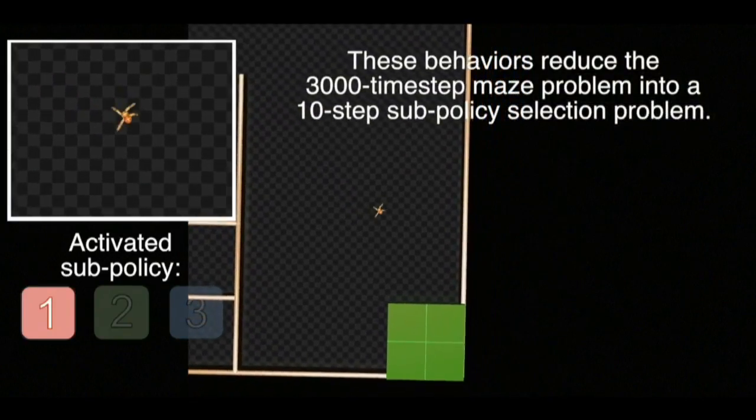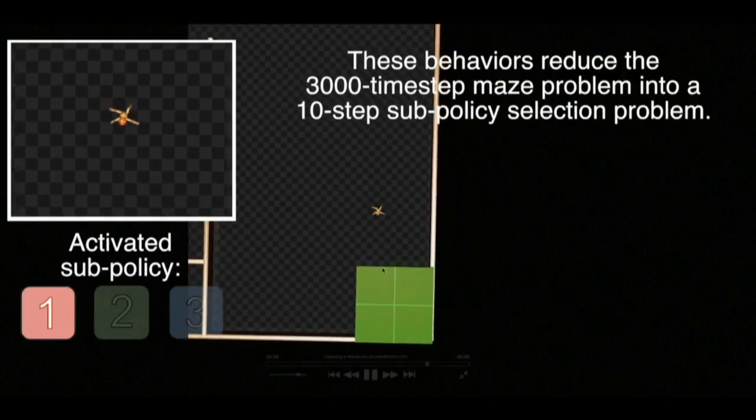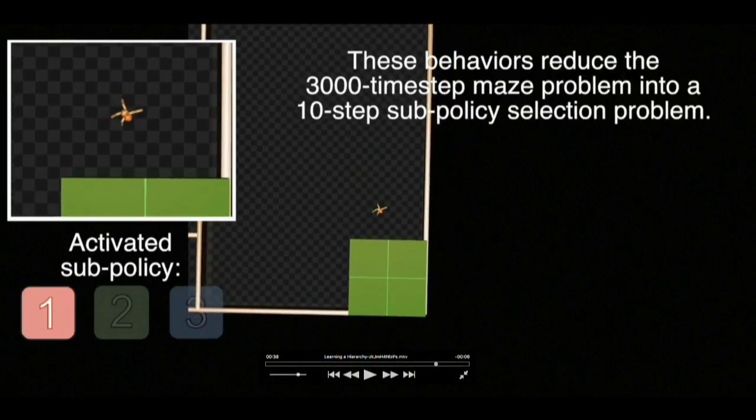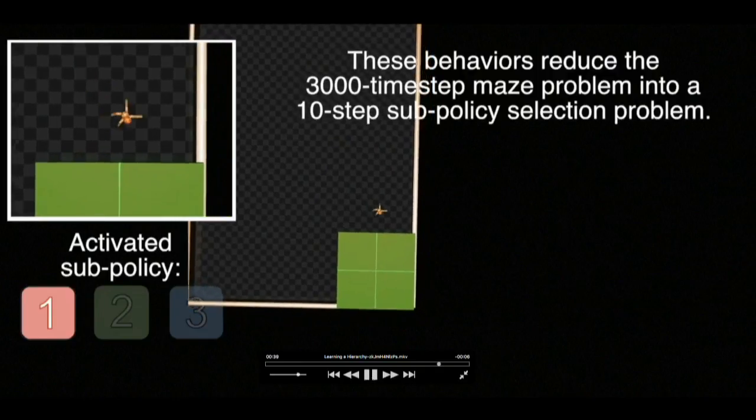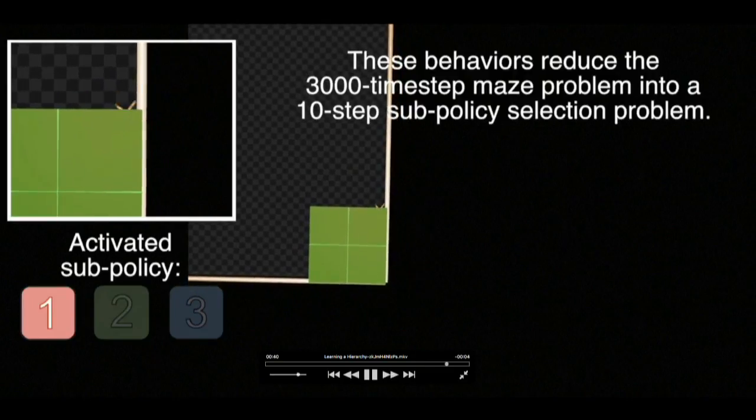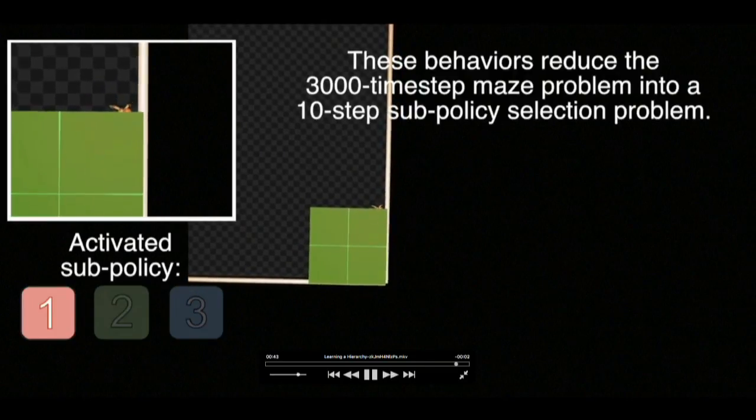So this maze problem takes 3,000 time steps to get to the goal, but we set it up so that the sub-policy runs for 300 time steps, and that way the high-level policy only has to choose 10 actions. So it's obviously much easier to learn that on a new task than it would be to learn the whole thing.